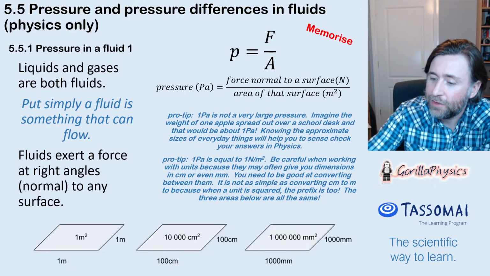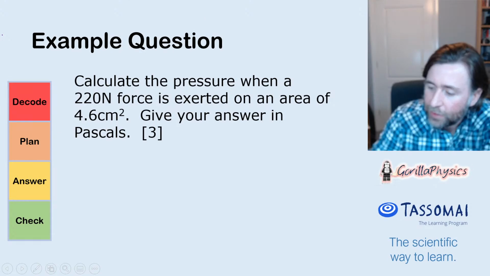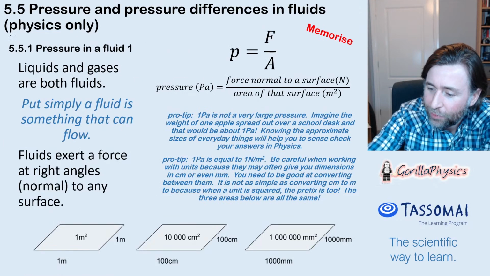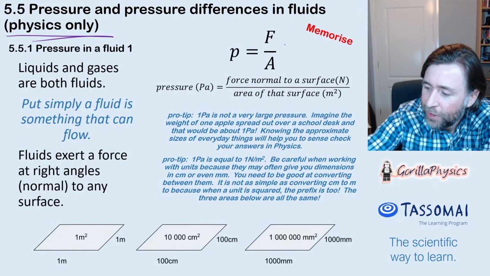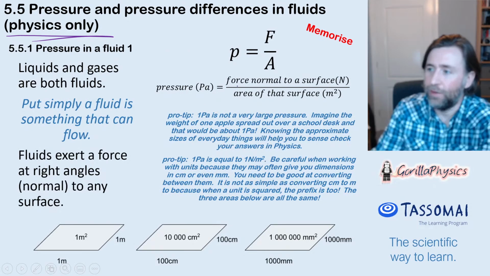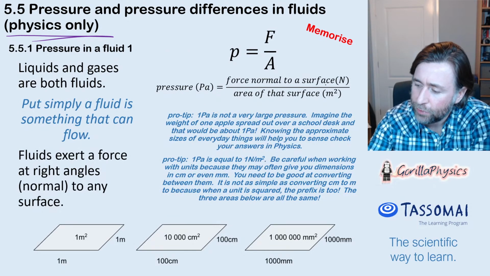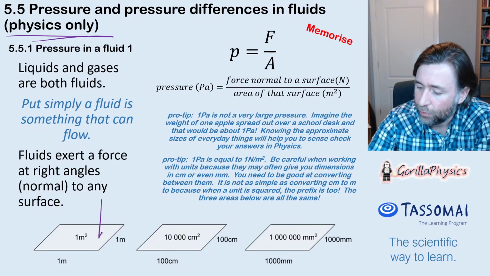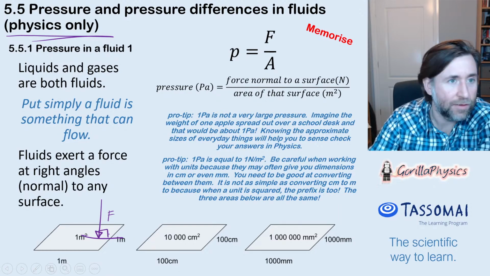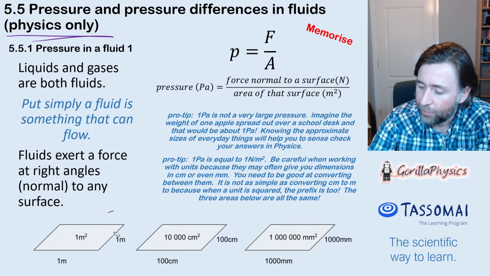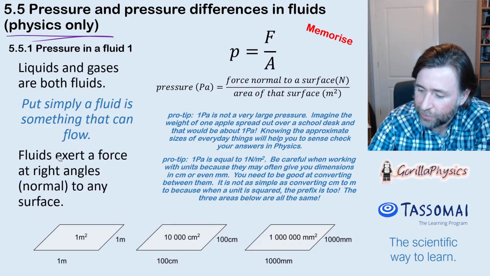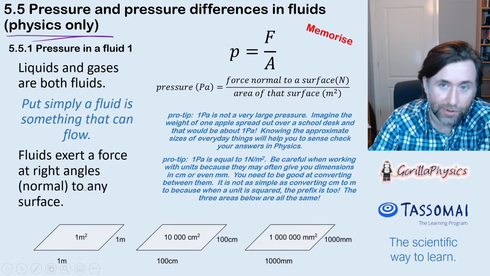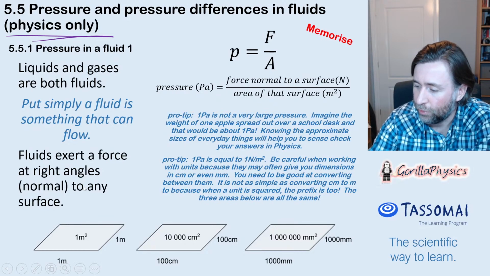This is again physics only, so only the triple science students will need to learn this stuff, which is pressure is force over an area. And they write it in words like this: pressure is force normal to a surface over the area of that surface. And the force normal just means that the force is at right angles to the surface that we're actually acting on. So you don't need to worry too much about that. The fluids, remember, exert a force at right angles to the surface, so we call that a force normal.